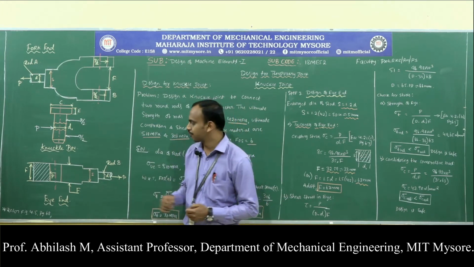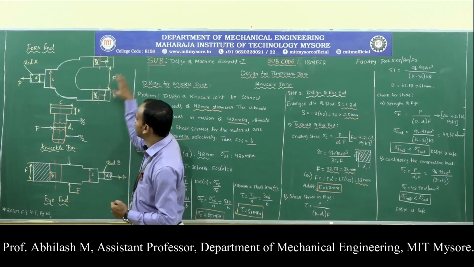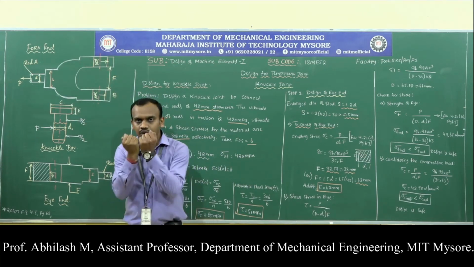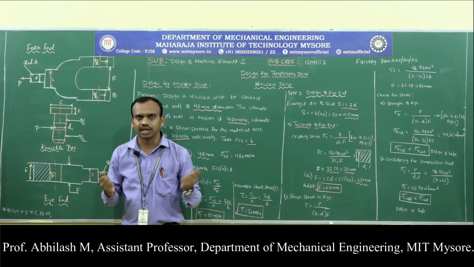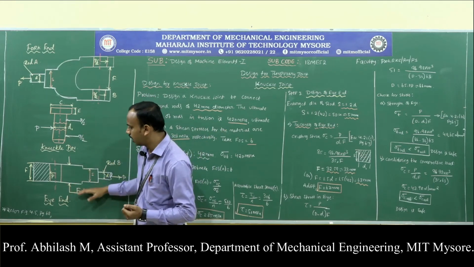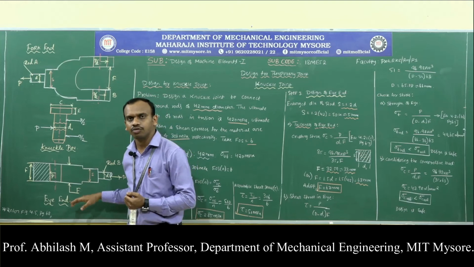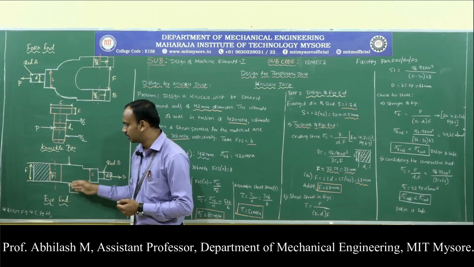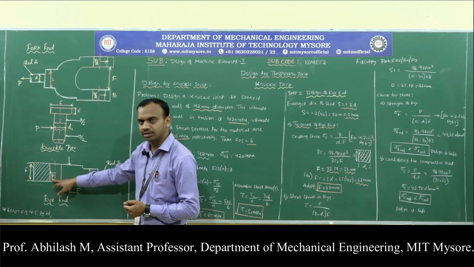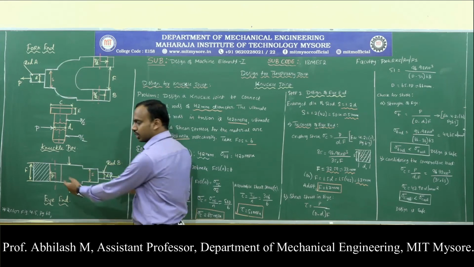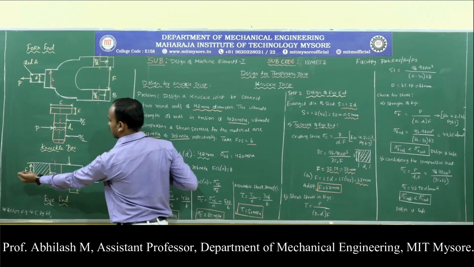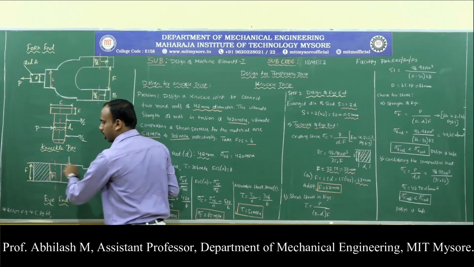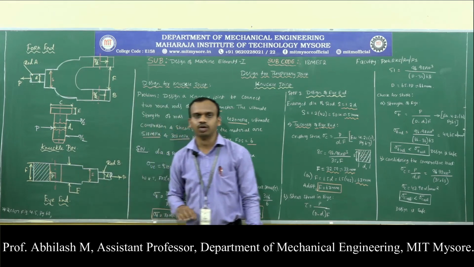Why shear stress? When this eye is inserted inside the fork and the pin is fixed, when the tensile force is acting, this eye is likely to undergo failure because of the shear. Similarly, here we have the applied force. This is the force diagram. When the force is applied, this particular portion will be pulled out, or it is undergoing the shear failure.